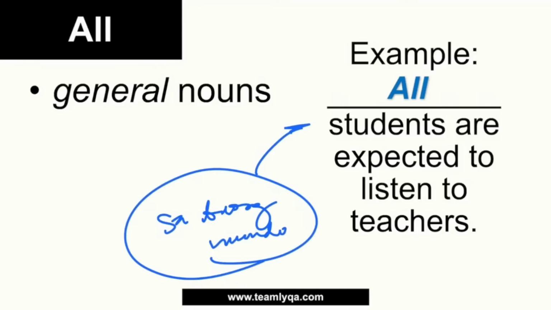Pero pag sinabi ko na all men love to work out, ibig sabihin lahat ng lalaki sa buong mundo. Which is, I don't think naman totoong totoo. So again, yun yung difference nun, yung word na the. Kapag all of the, specific. Kapag all lang, general na siya.